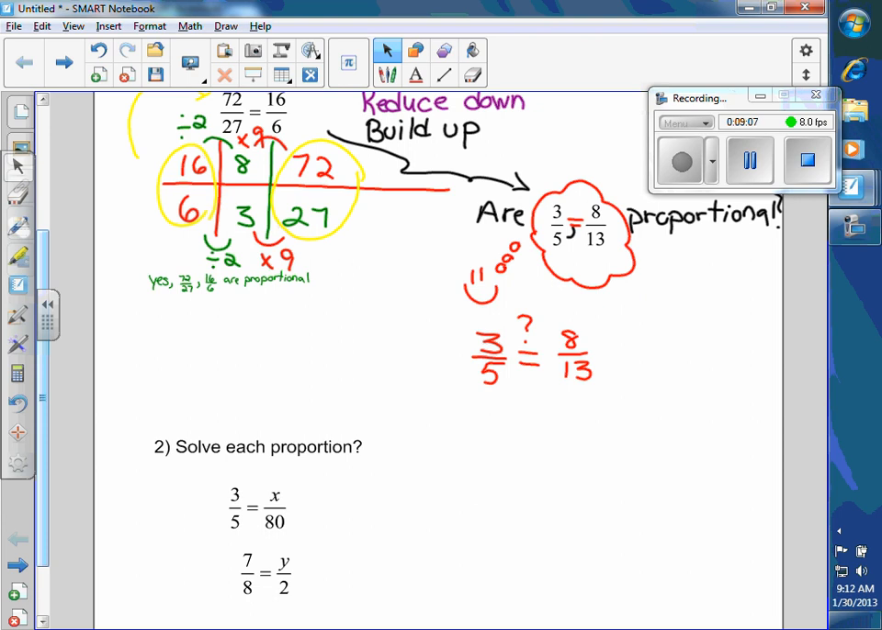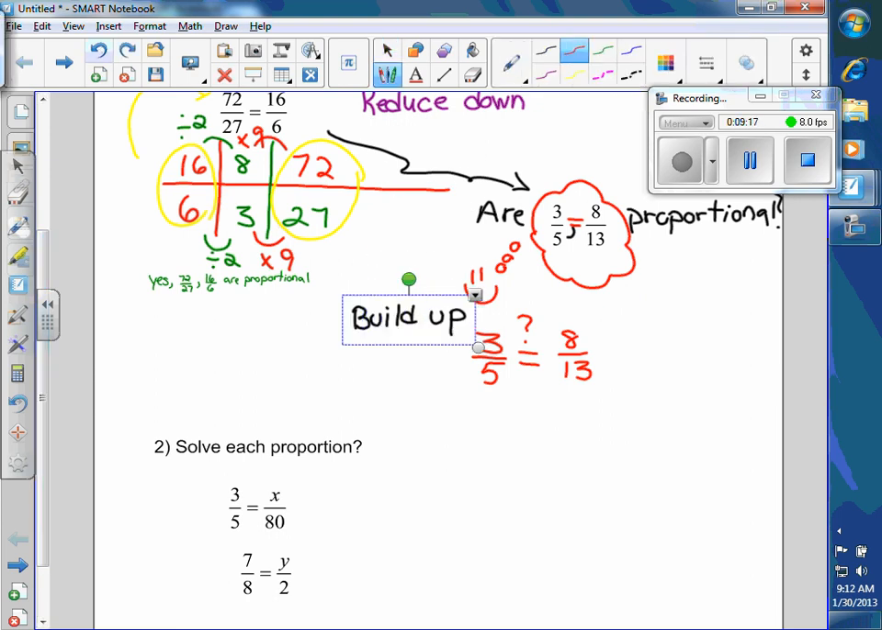Sometimes they're already reduced down. So there is a build up that you can do. So here you might need to build up to a special type of denominator. What would that be? Perfect, right. So sometimes building up means make a common denominator. What's the common denominator here?